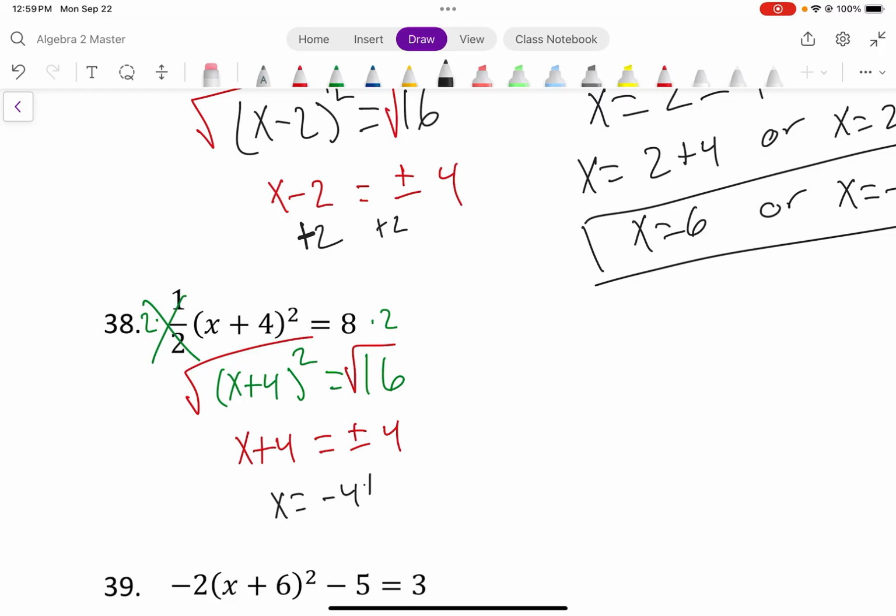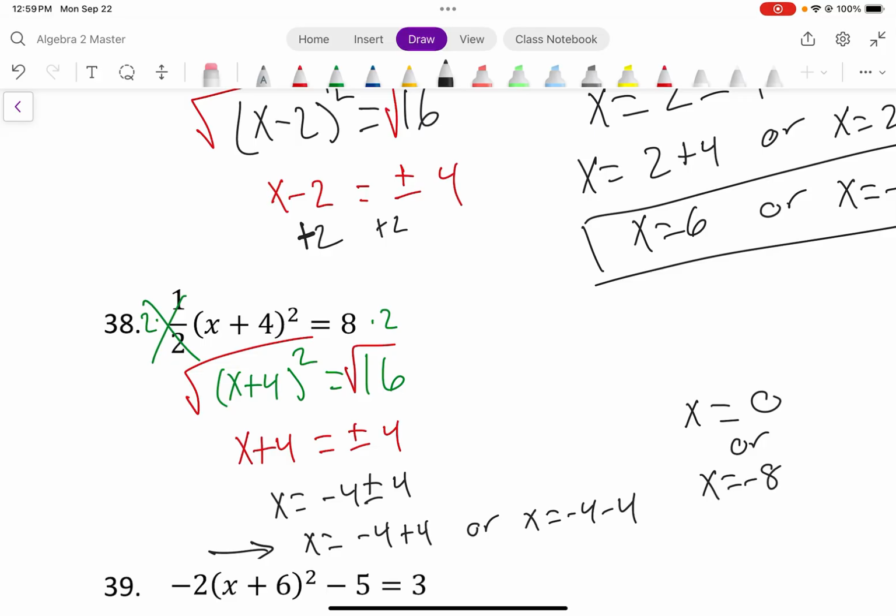Subtract 4 from both sides. This is going to give me negative 4 plus 4, or negative 4 minus 4. You don't necessarily need to write this line out all the time, as long as you remember to do it. This is going to tell me x equals 0, or x equals negative 8. I can plug those numbers back in just to verify that when I do the left side order of operations, it'll give me the 8 that is on the right side.